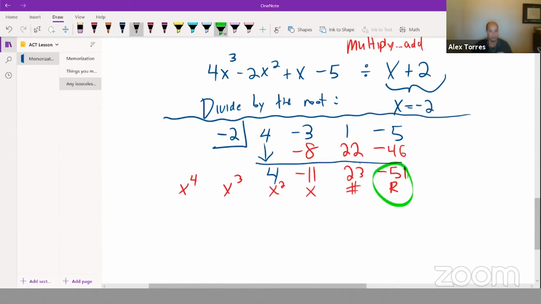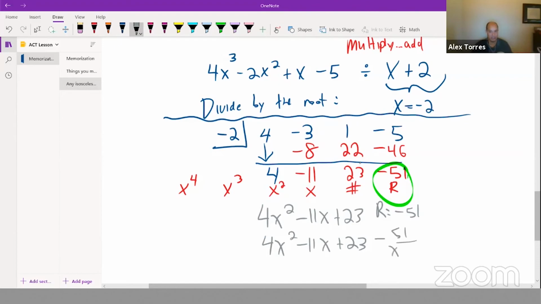But there's two ways to write this answer, and this is what I suppose we'll wrap up with. 4x squared minus 11x plus 23 with a remainder of -51. Or, if you're someone familiar with long division, you know that the remainder can be presented as a fraction over the thing that you're dividing by. So -51 over x plus 2.